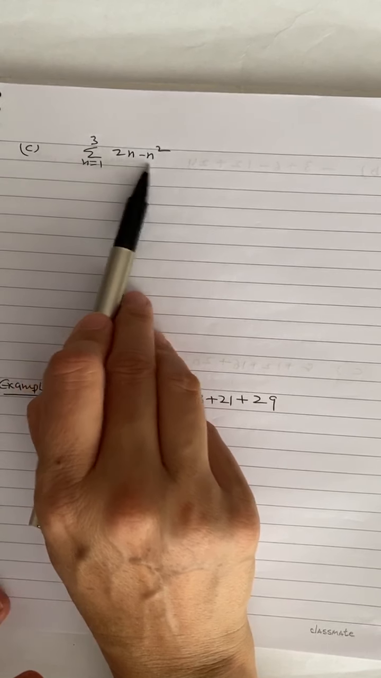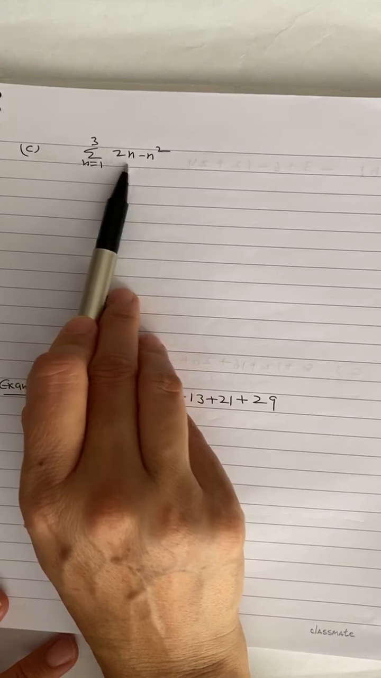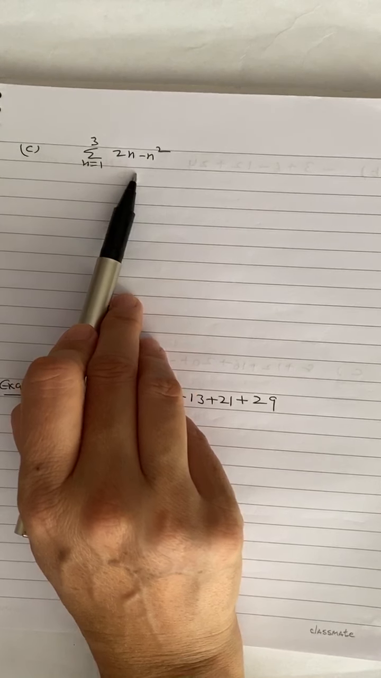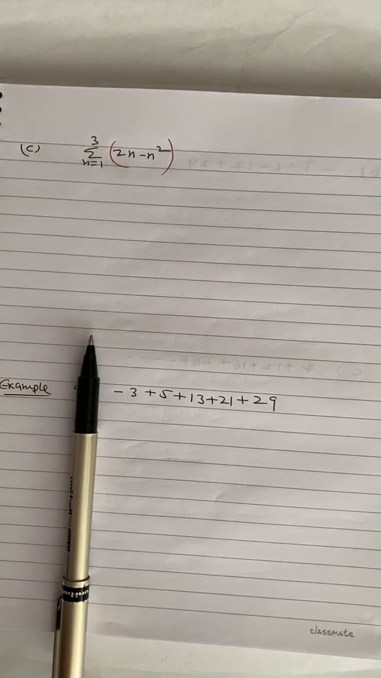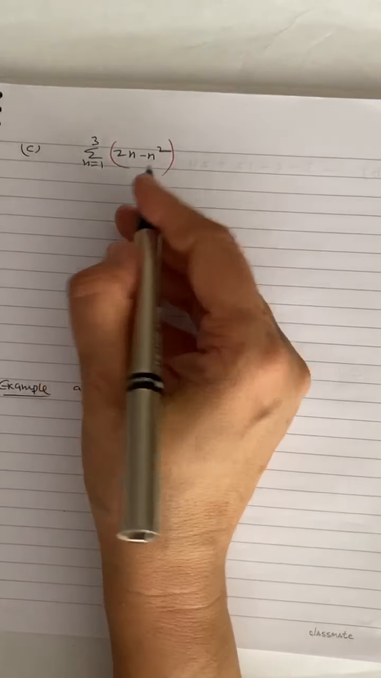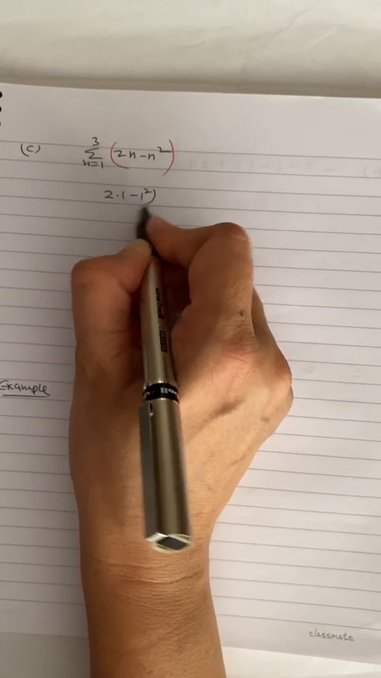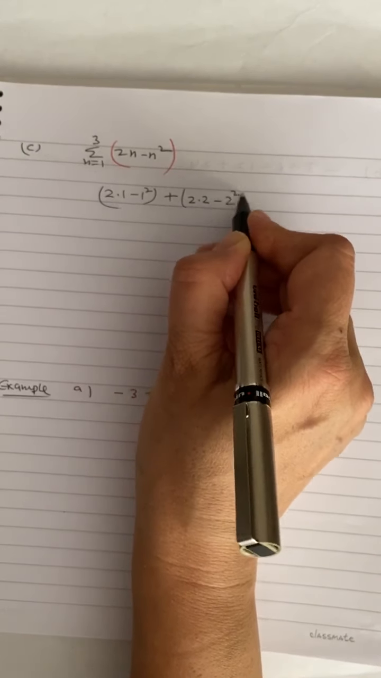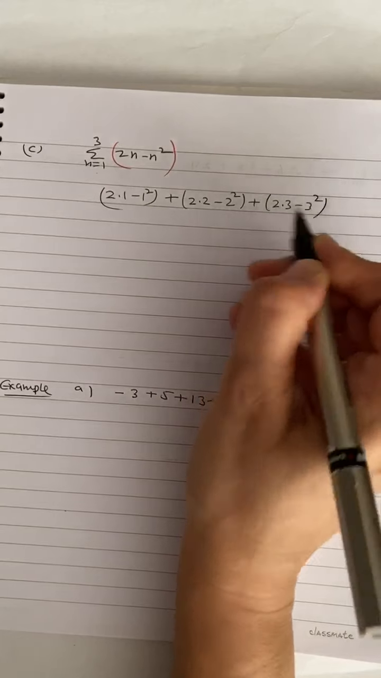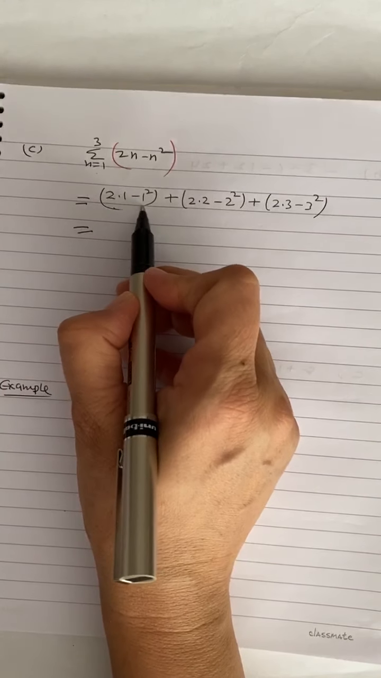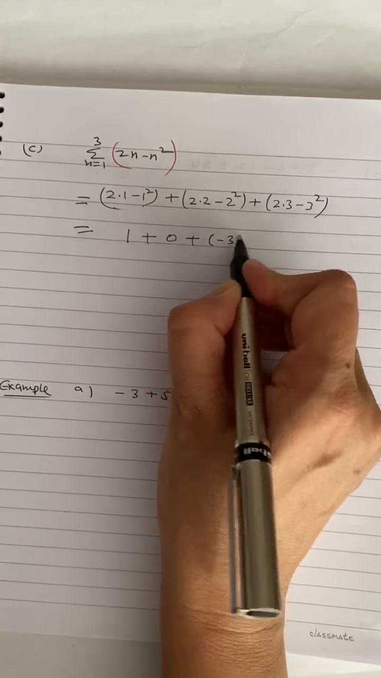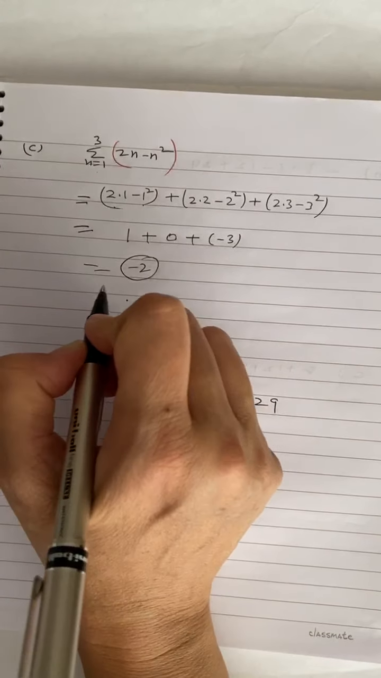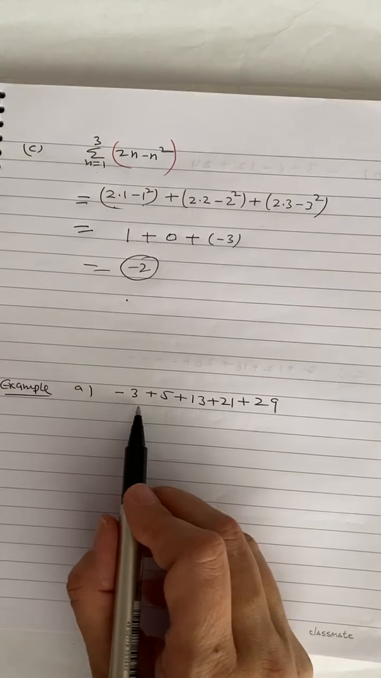Similar question. The only advice I will give in this question is that this general rule consists of more than 1 term. So the first thing which you should do is put a bracket here, even if the bracket or the parenthesis is not given. So now n is equal to 1. So 2 times 1 minus 1 square plus 2 times 2 minus 2 square plus 2 times 3 minus 3 square. And then this is equal to 2 minus 1 is 1. This is 0. And then this is equal to -3, and then you will get -2 if they ask you to evaluate this.